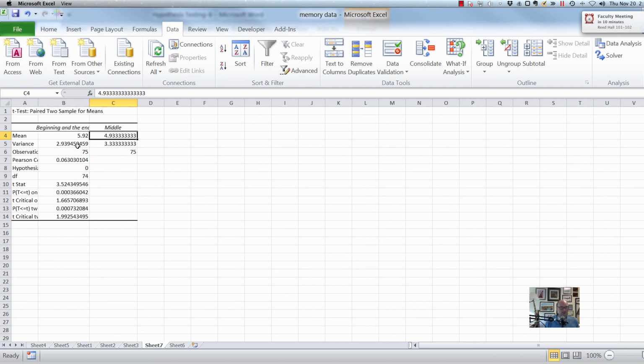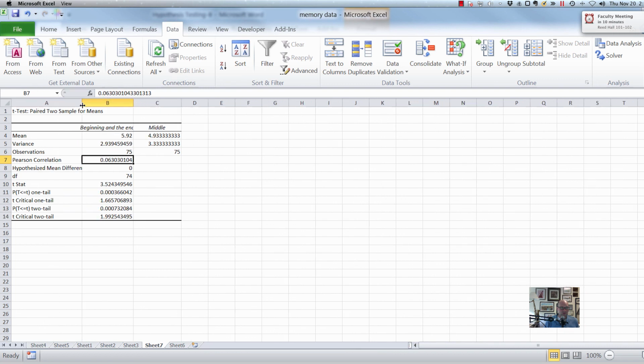Here's the variance of the two. We have a Pearson correlation between the two. Hypothesized mean difference is 0, degrees of freedom of 7. A t-statistic, yay, we know that is a 3.52. That's a pretty big t-stat, right? Bigger than 3, we'd say pretty unlikely.